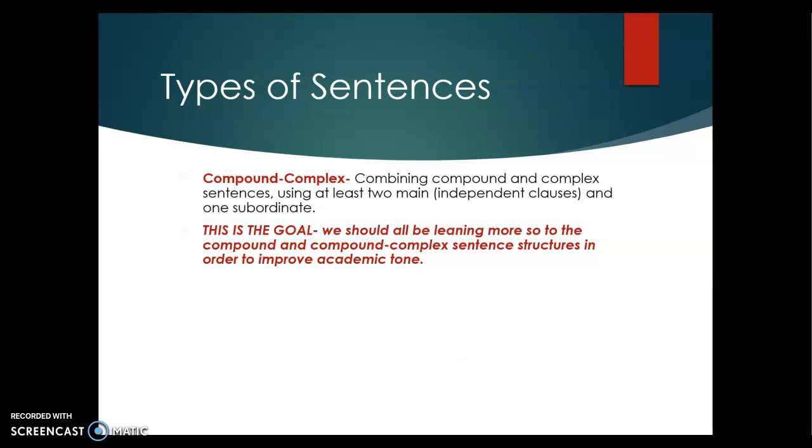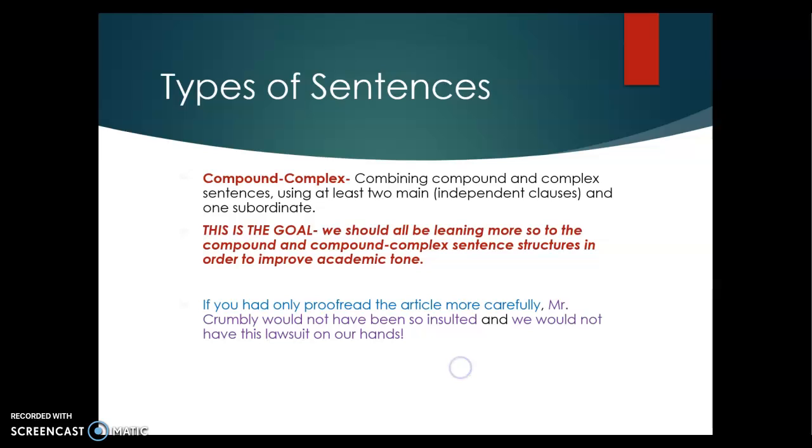Finally, the goal that we're looking at, compound-complex sentence structure, combining compound and complex sentences using at least two independent clauses and one subordinate. So we're looking at a fusion of the compound sentence structure and complex. And this is where you can really start becoming creative with your punctuation, your semicolons, the hyphens, the ellipses that I showed you, and really start pulling all your simple sentences together and fusing them into sentences that really elevate your tone. This is the goal. We should all be leaning more to this compound and compound-complex sentence structure in order to elevate your tone.